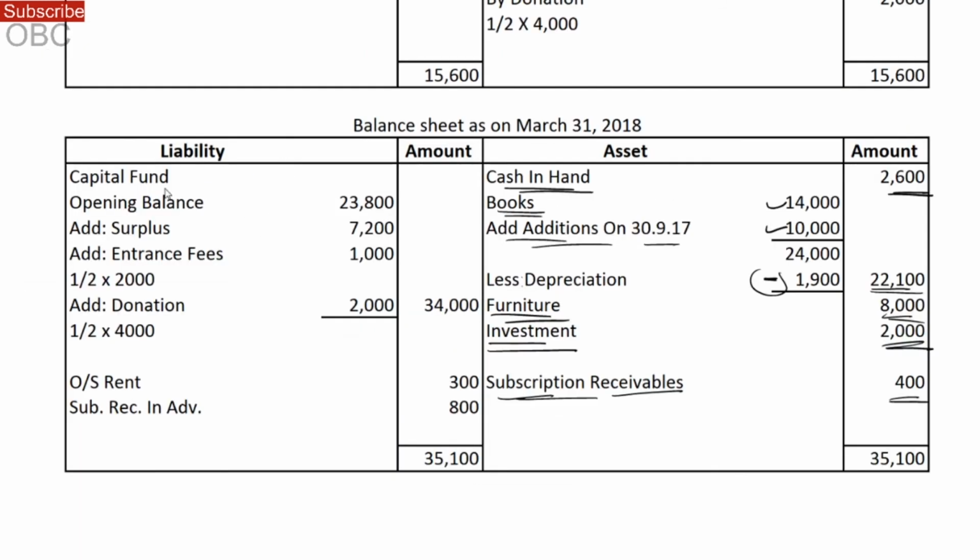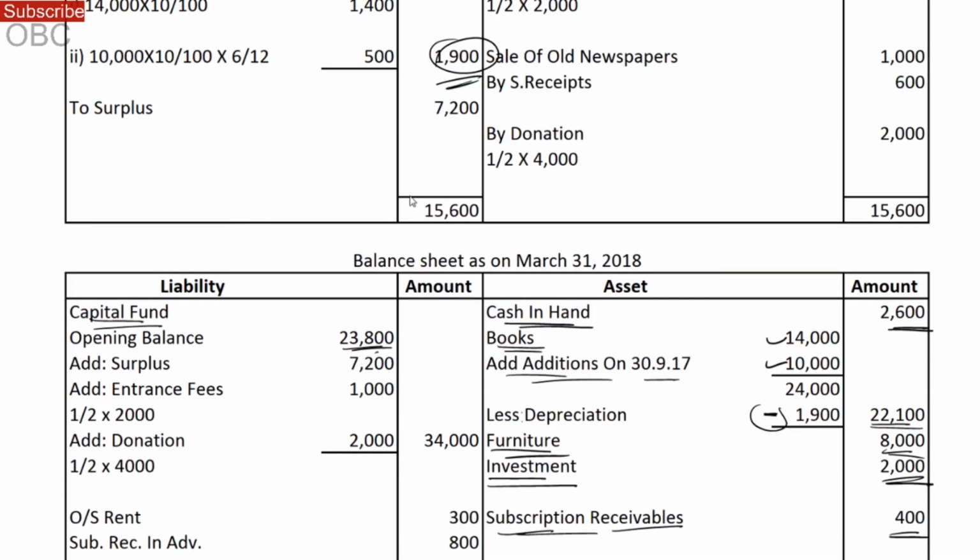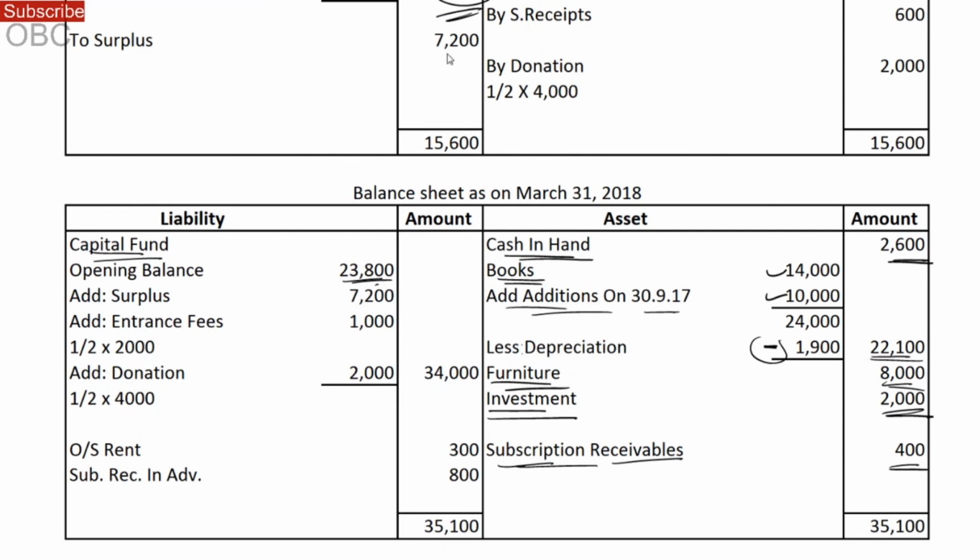So put a heading in balance sheet. So come back to the balance sheet of this year, put a heading capital fund. In that opening balance 23,800, that belongs to the last year. Now add the surplus, which is what we got in income and expenditure account, that is 7,200 rupees. Just add 7,200.